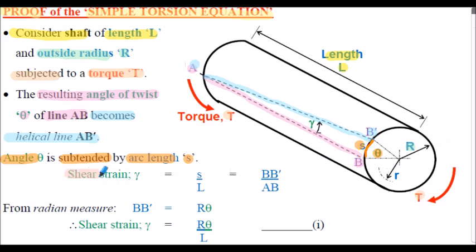So considering shear strain, symbol gamma, shown here, that would be defined as the arc length S divided by the original length L. Or that could be written as the length of B to B dash divided by the length AB, shown on the diagram. From our previous work related to radian measure, arc length B to B dash is equal to the outside radius R multiplied by angle theta. So we could write shear strain gamma as R multiplied by theta, divided by the length of the shaft L. I've called that equation 1 purely for reference.